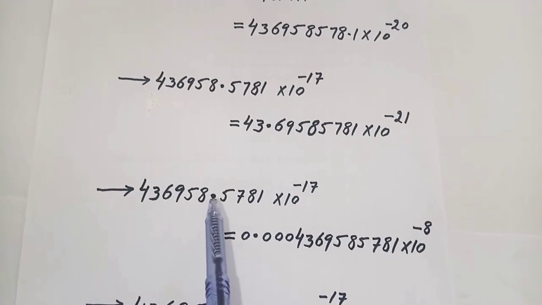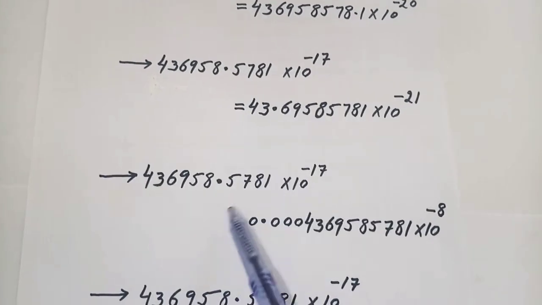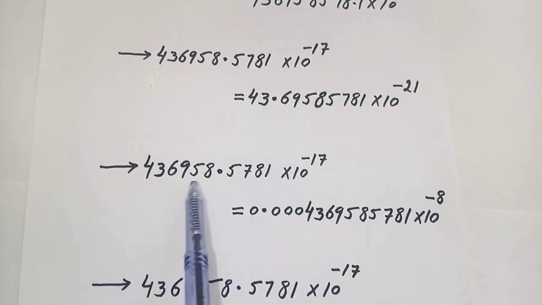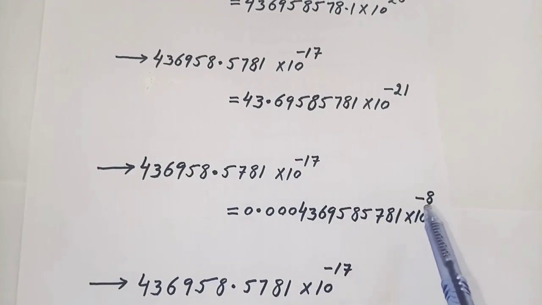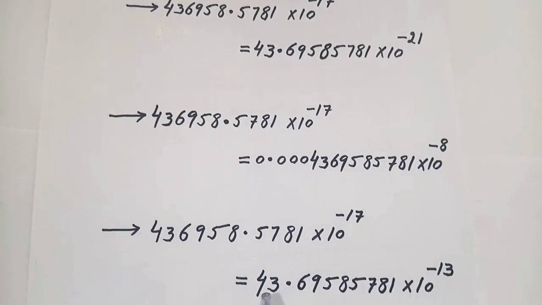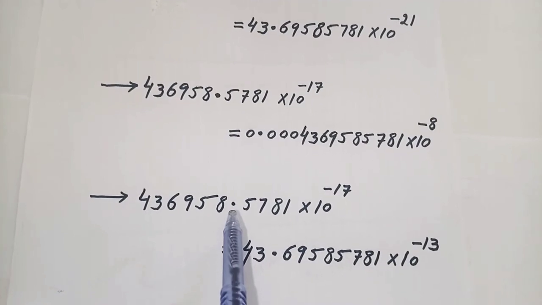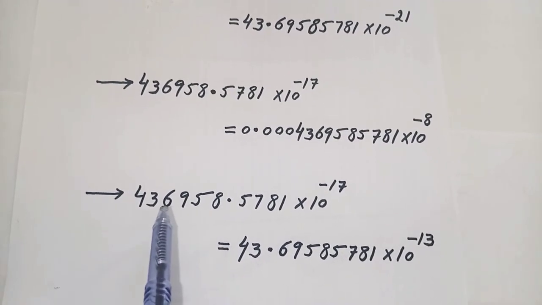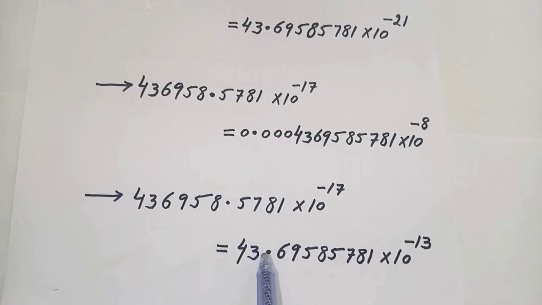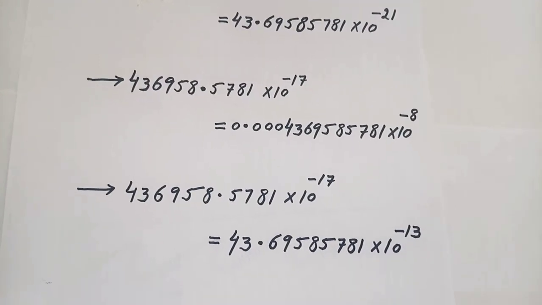Again here, the point is shifted in this direction. The point is shifted from here through 9 digits in this direction. This power will change like this, from minus 17 to minus 8. And here the point is shifted through 4 digits in this direction, from this point to this point, so this will change by 4, to minus 13.